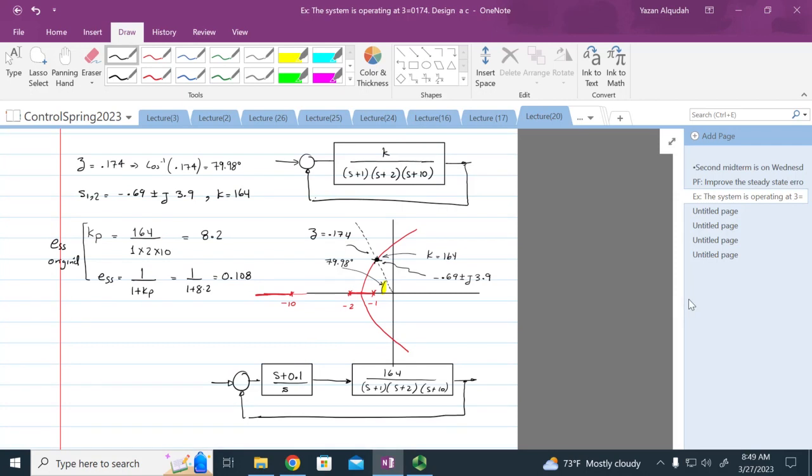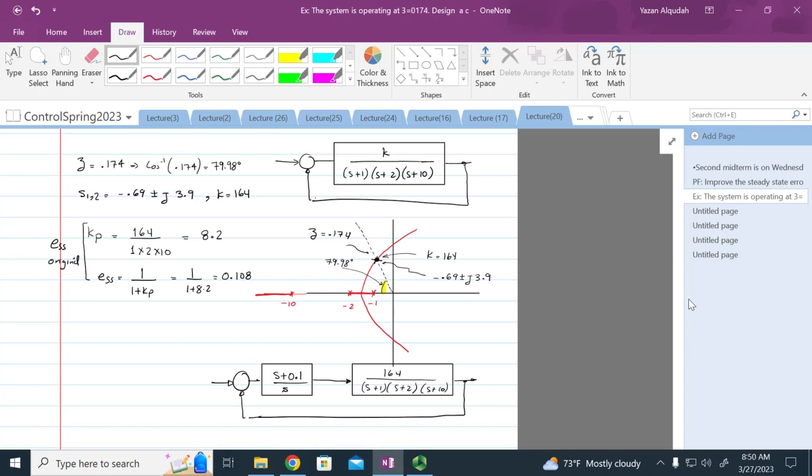So we calculated the steady state error. It was 0.1. We're going to improve that steady state error. So what is it we've done? We said we have to increase the system type. We had to do a PI controller. We added a pole at S, but I also have to add a zero. I chose the zero to be at 0.1.